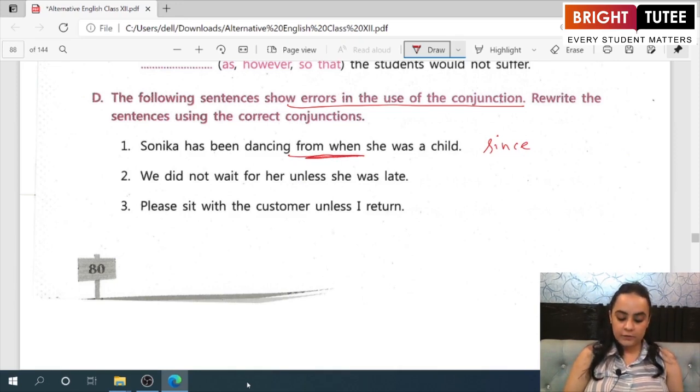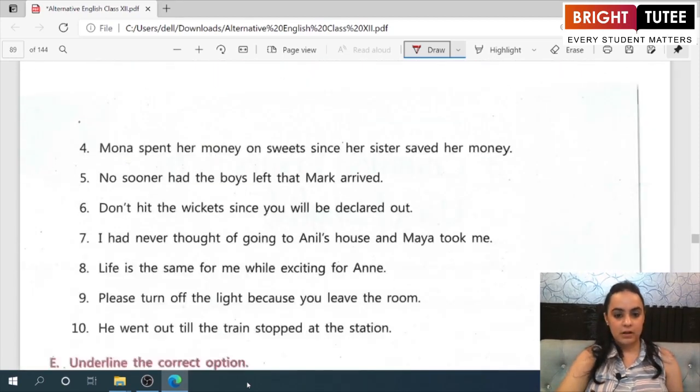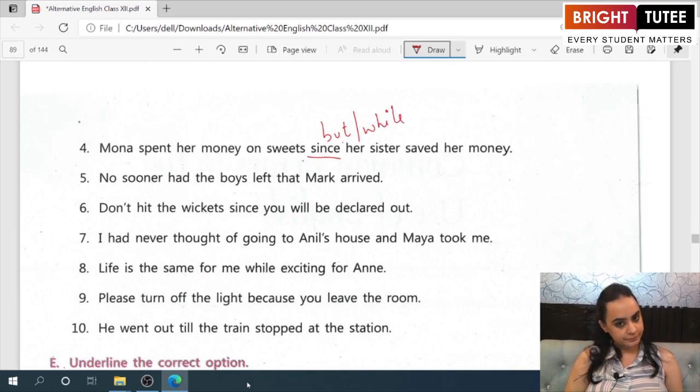We did not wait for her unless she was late. We did not wait for her because she was late. Please sit with the customer unless I return. No. Please sit with the customer until I return. Mona spent her money on sweets since her sister saved her money. So Mona spent her money on sweets, but her sister, or while her sister, saved money.